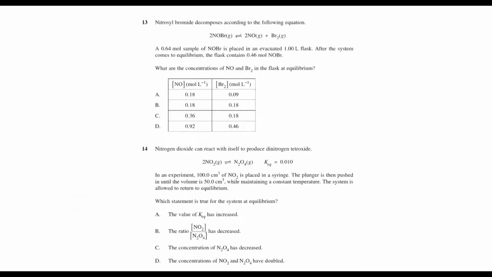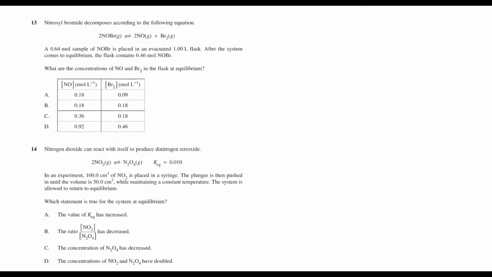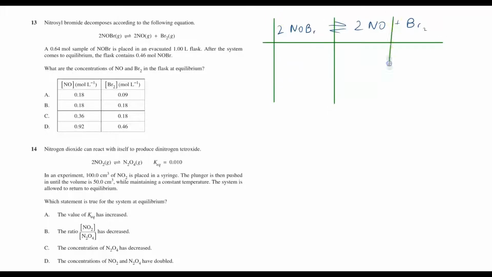The next page has questions 13 and 14. In question 13, we have the decomposition of nitrosyl bromide according to the equation provided, and information on the amount and volume of the nitrosyl bromide at the start and the amount once it reaches equilibrium. The question asks, what are the concentrations at equilibrium of the 2 products from this decomposition, nitrogen monoxide and bromine gas? We can draw up an ICE table, which divides the situation into initial, change, and equilibrium with respect to the number of moles of each species in the reaction.